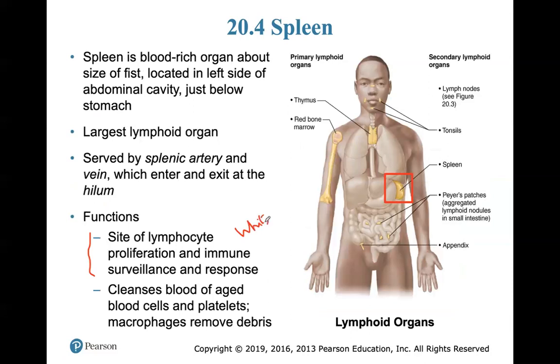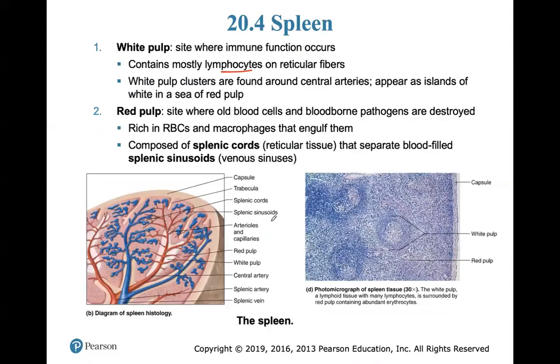But when it comes to blood cells, the RBCs are present in the red pulp area. The red pulp area is rich in RBCs and macrophages. It is composed of splenic cords and blood-filled splenic sinusoids, or venous sinusoids. So more or less, the white pulp has more of the lymphocytes. The red pulp has more of the RBCs. So all the RBC function happens in the red pulp.